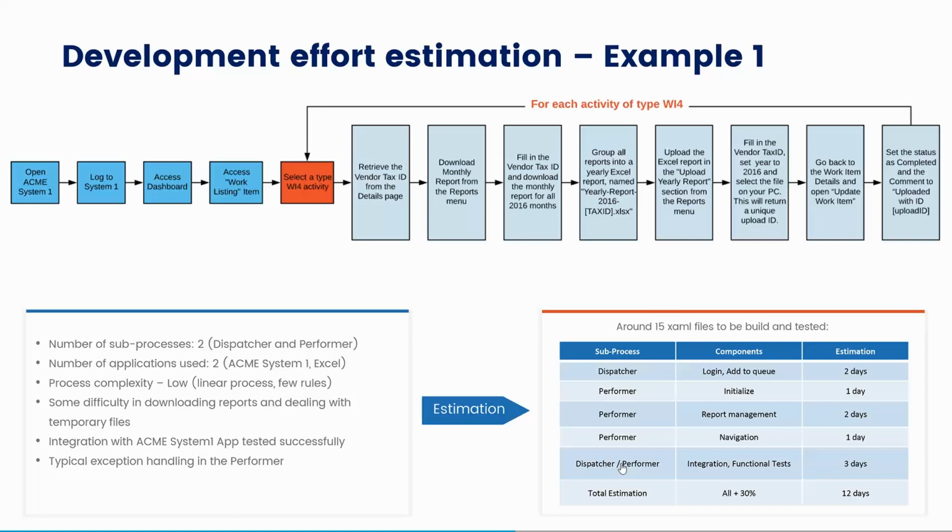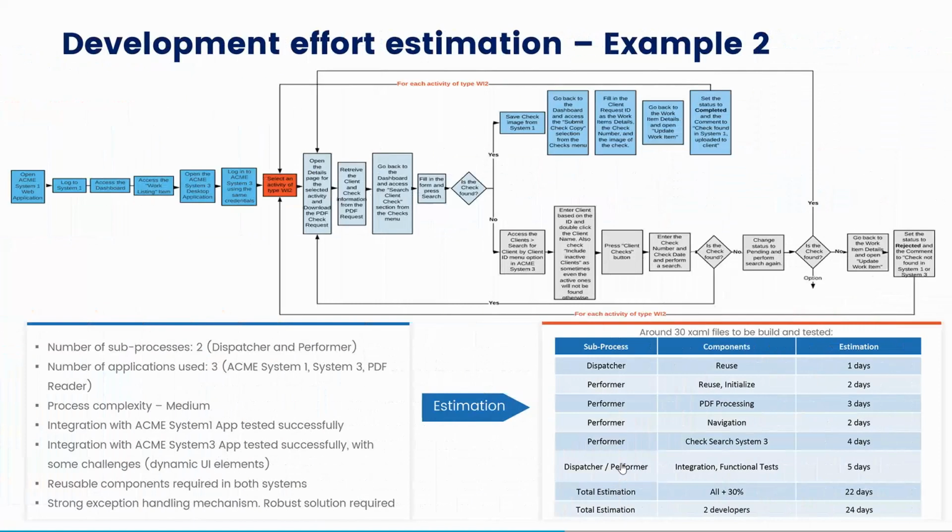For the dispatcher, 2 days for the entire subprocess. For the performer, the initialization should take 1 day, the report management 2 days, and the navigation 1 day. We can allocate 3 days for the integration of the components and functional testing. No special dashboards are required, so no time here. At the end, we add 30% more, and we get to 12 days of effort. But what about a process that we have not yet automated?